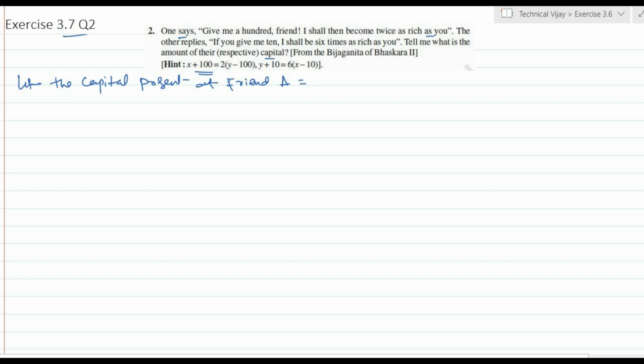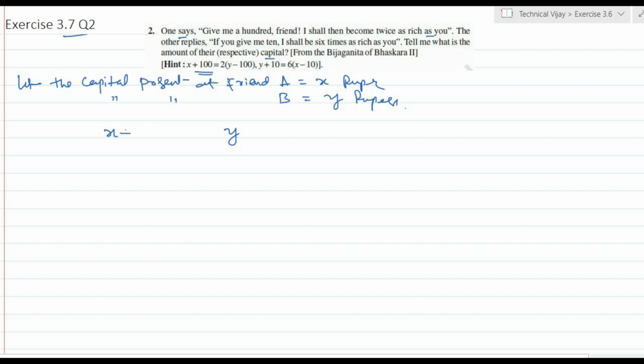Friend A has capital X rupees, and the capital present with friend B is Y rupees. So this we will assume here. One friend has capital X and another friend has capital Y. He is telling this person, give me 100.